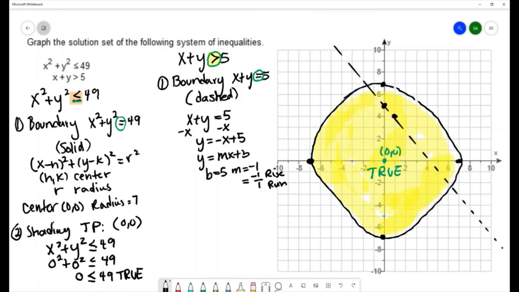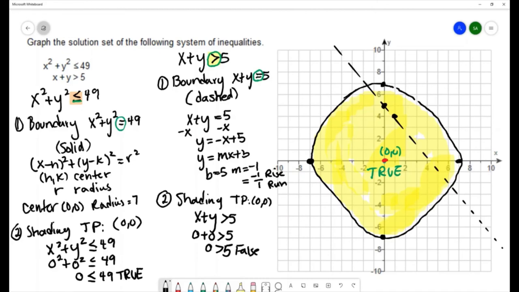Now that we have our boundary line, we'll figure out where to shade. To figure out where to shade, we need a test point. We'll choose the ordered pair 0, 0 since it's not on the line. We're choosing 0, 0 again, and we're going to substitute that into our inequality. x plus y is greater than 5. That would lead to the statement 0 plus 0 is greater than 5. 0 is greater than 5 is a false statement. So this time the test point came out false.